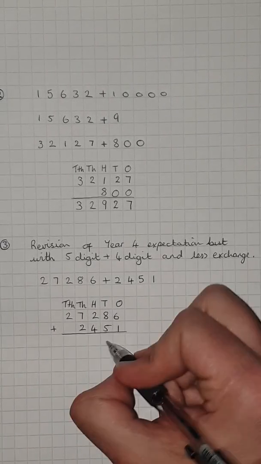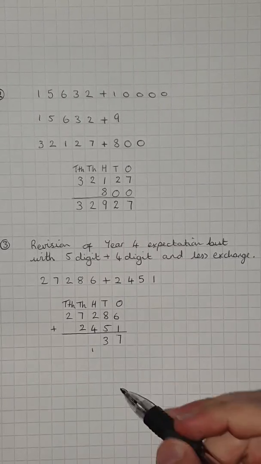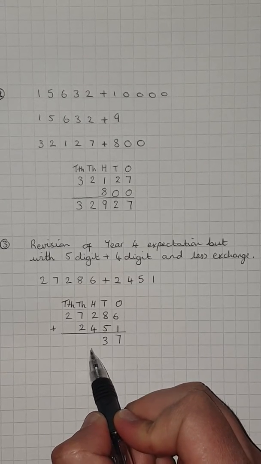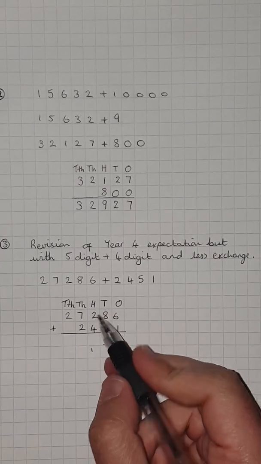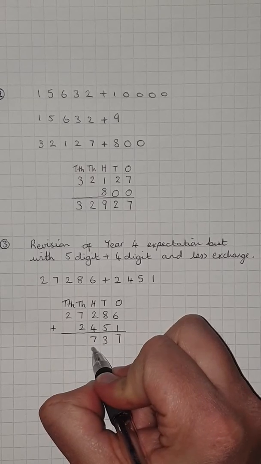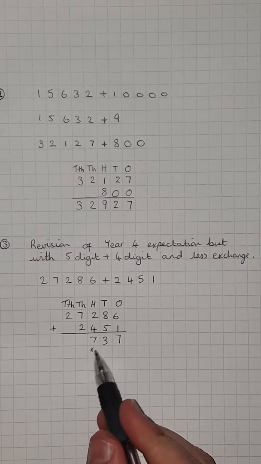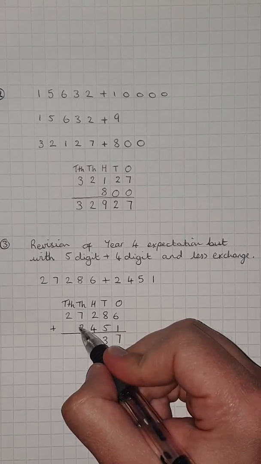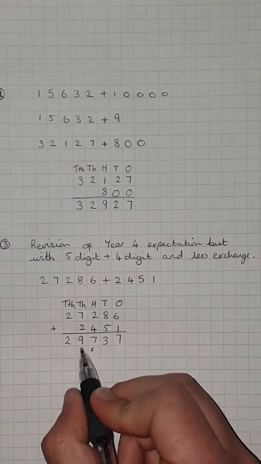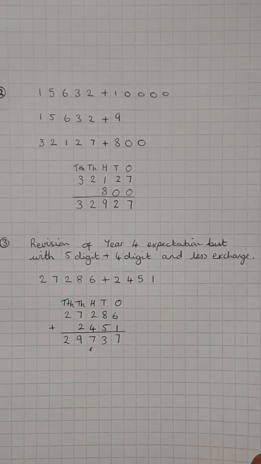6 plus 1, 7. 8 plus 5, 13. So we've exchanged the 10 from the 13, leaving 3 tens and putting 1 100. 2 add 4 is 6. Adding the 1 is 7. And you can cross that off to make sure that you've included that. So when you go back to check, you know that you've added that one on. 7 and 2 is 9. 2 and nothing is 29,737.